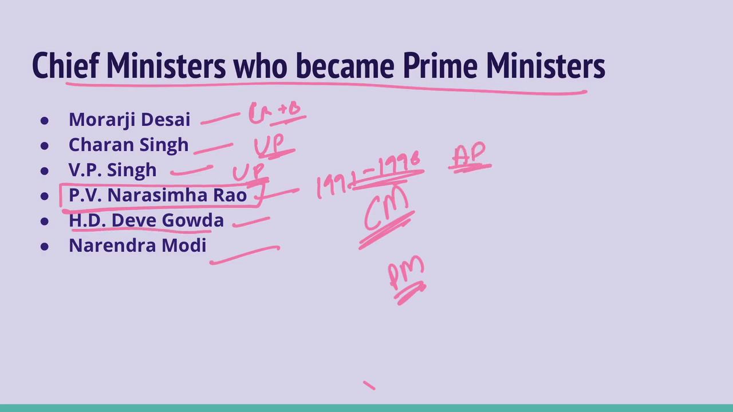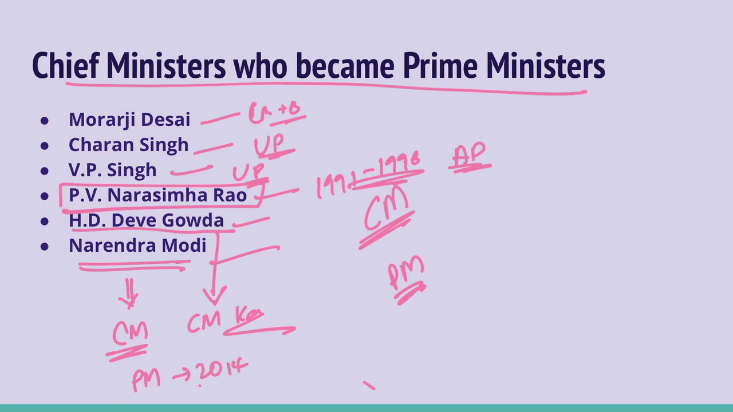Then comes H.D. Deve Gowda, who was the chief minister of Karnataka. And Narendra Modi was the chief minister of Gujarat, and he became the prime minister in the year 2014. He served as the chief minister of Gujarat for 4 terms during 2001 to 2014.